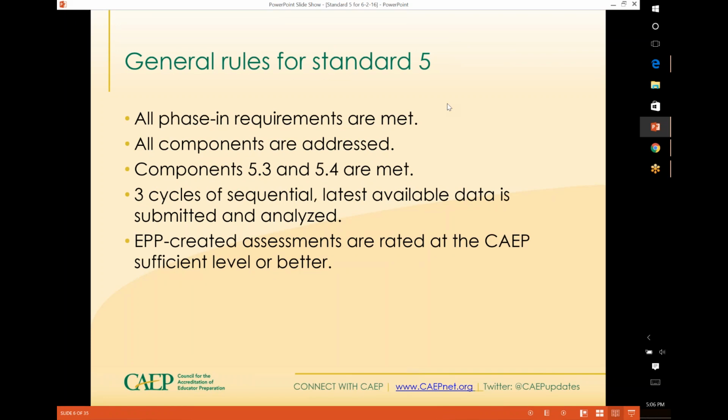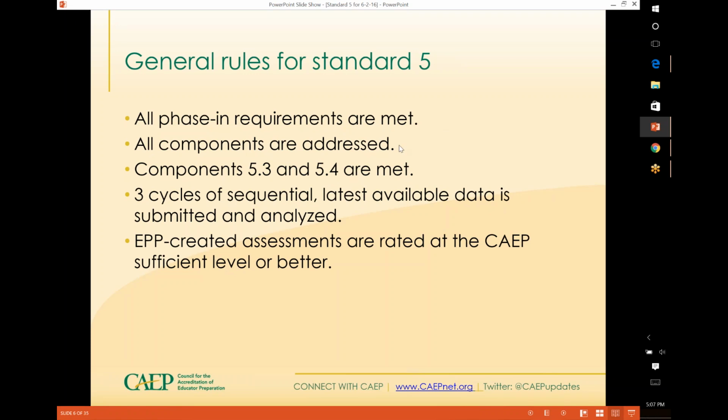In terms of general rules for Standard 5, and these are general evidence rules, phase-in requirements must be met. So if you're an EPP submitting your self-study before September 1st, before 2016 concludes, then you are allowed to submit plans and progress on those plans. And that's part of the phase-in requirement. However, if you're submitting your self-study and your visit occurs in the 2018 calendar year, then you cannot submit plans for the various components and standards. You must, in fact, have the evidence fully in place.